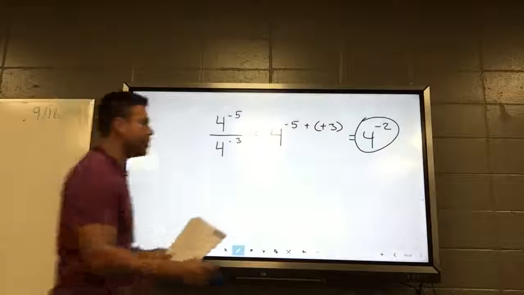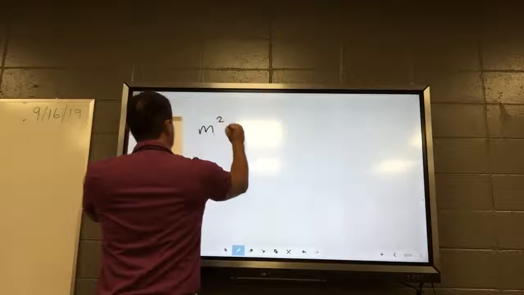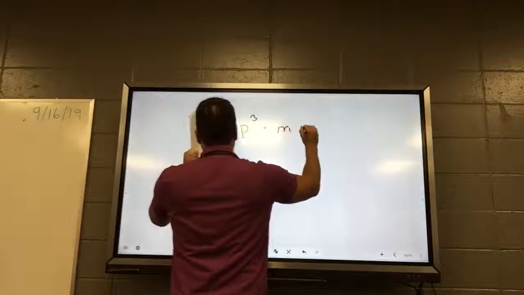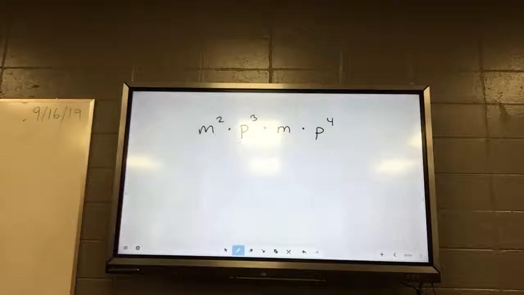Okay. Then we get a little more complicated with exponents, but I think you guys can handle this one. I want this written in simplified exponential form. Instead of having two m's, I need to have one m to some power. Instead of having two p's, I want one p to one power.